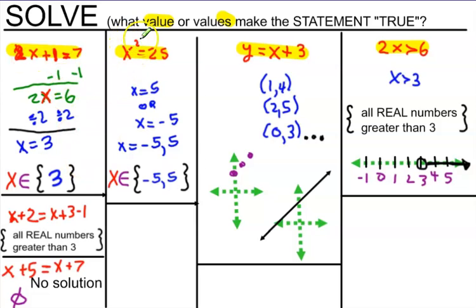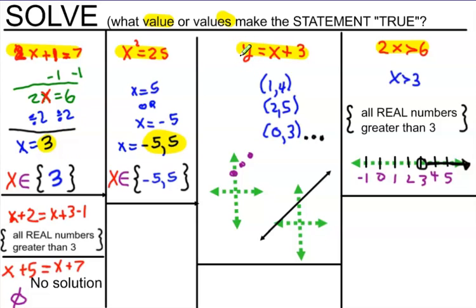This one here, we've got x squared, that's x times x. Well, 5 times 5 is 25. Negative 5 times negative 5 is 25. This particular problem has two values that make it true. First one only had one.